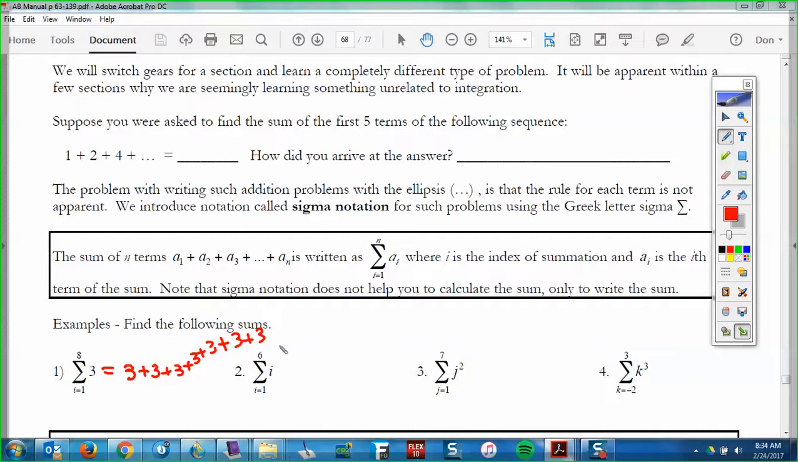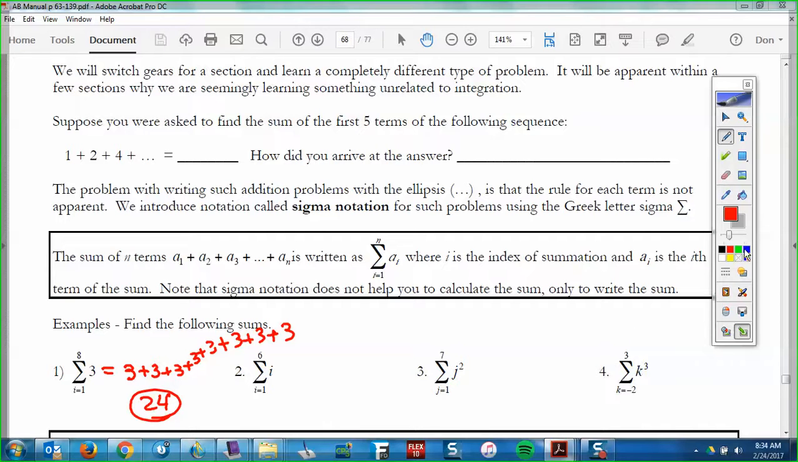When I is a 1, you have a 3. When I is a 2, you have another 3. When I is a 3, you have another 3. When I is a 4, you have another 3. You keep going till I is an 8. This answer, of course, would be 24. That's really easy, right?